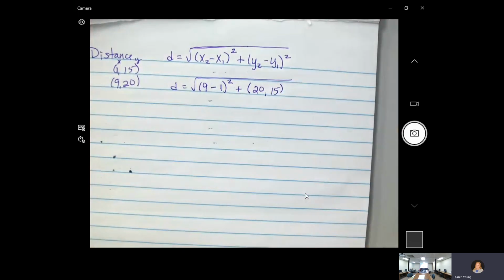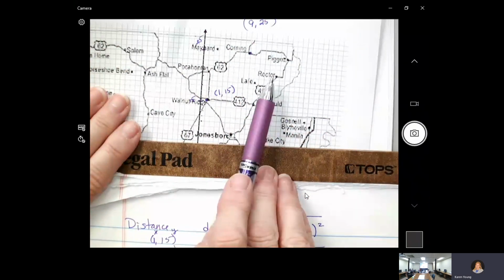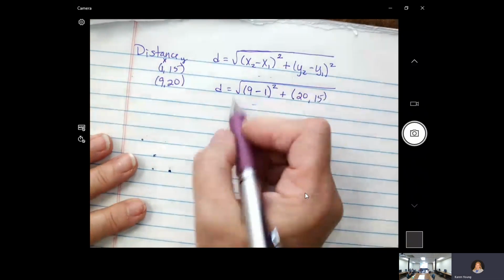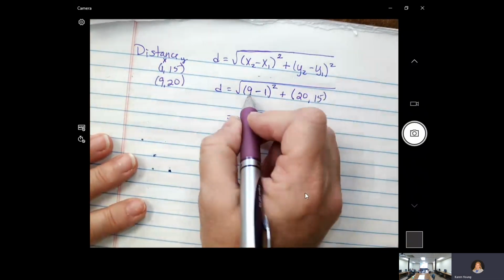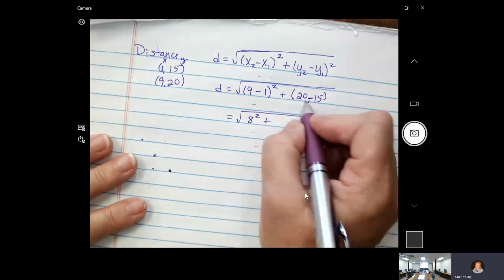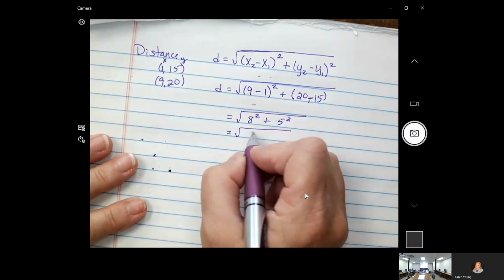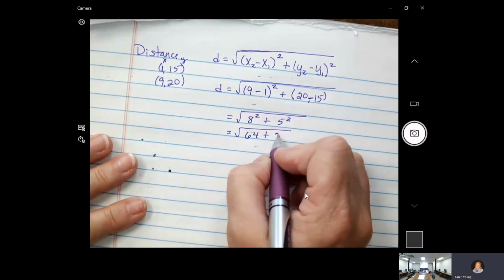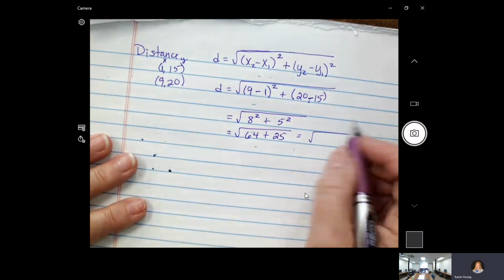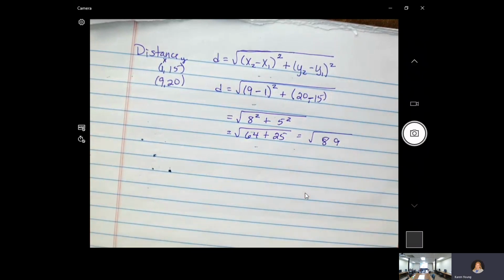And you always read the graph from left to right. That's the reason I'm using Walnut Ridge first, because if I'm going from left to right, Walnut Ridge comes before Corning. And then I'm just going to do the math. 9 minus 1 is 8, and it's squared. It should be a minus. 20 minus 15 is 5 squared. 8 squared is 64, 5 squared is 25. 64 plus 25 is 89. So it's the square root of 89.